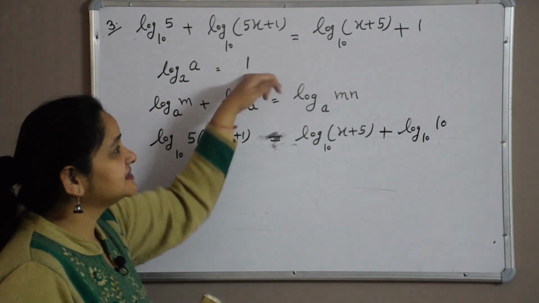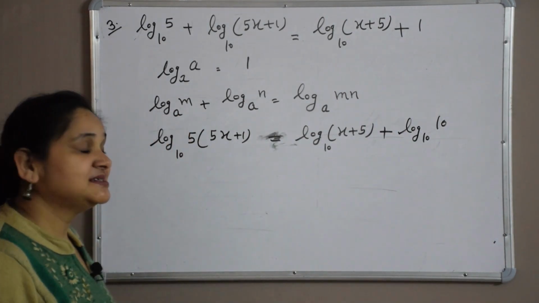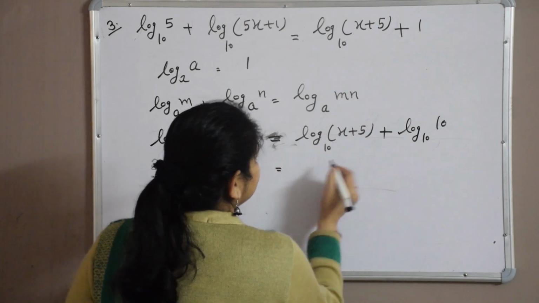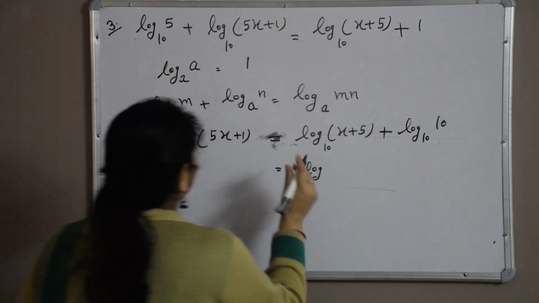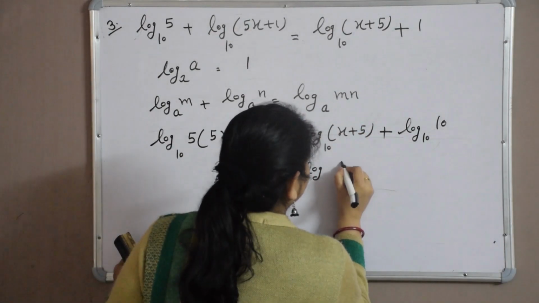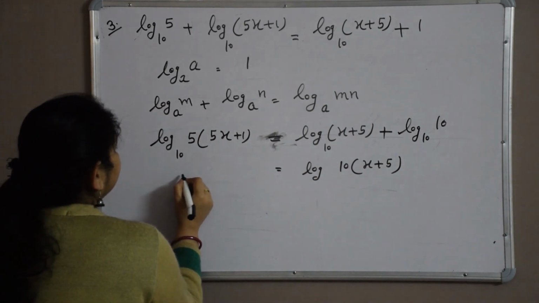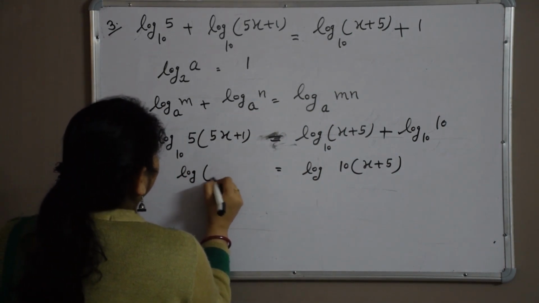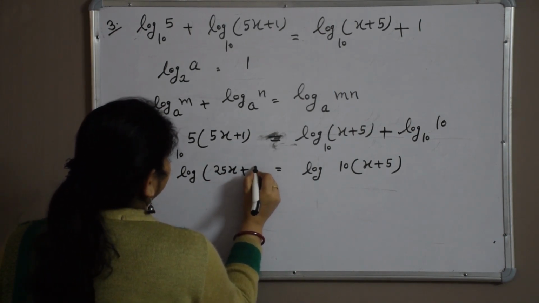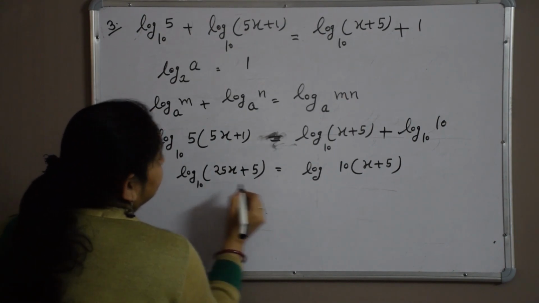I have written this property, so I can write this 1 as log of 10 to the base 10. Now the question becomes very easy. And we can write this part also by using this property, log of m plus log of n is equal to log of mn, that is log of 10 into x plus 5 to the base 10, and here it becomes log of 25x plus 5 to the base 10.